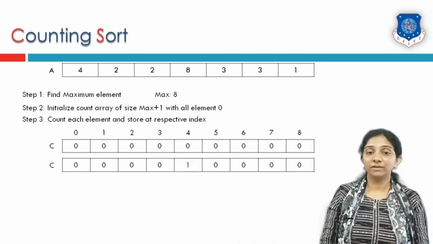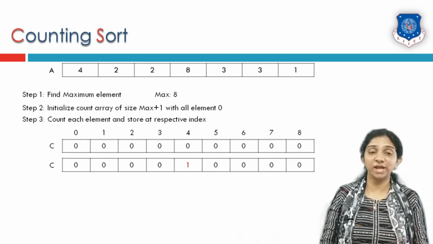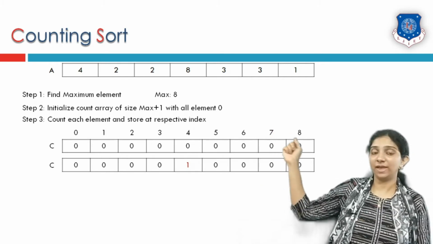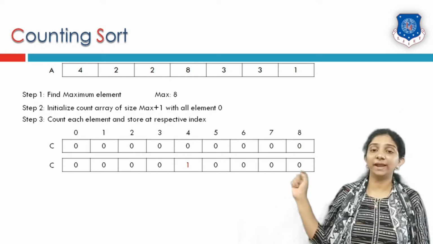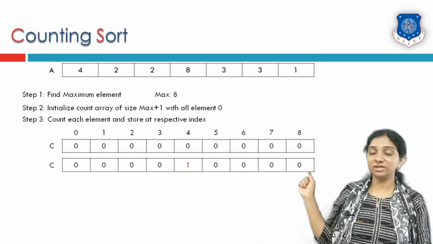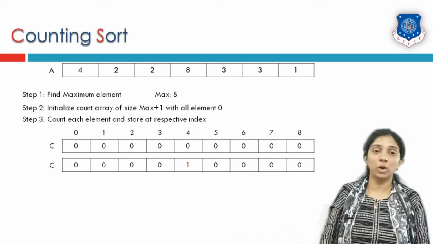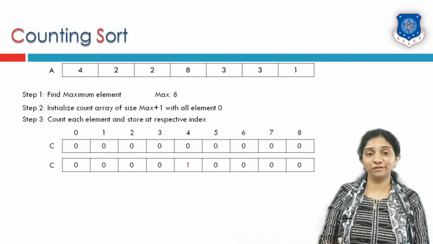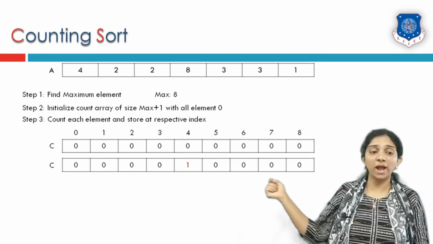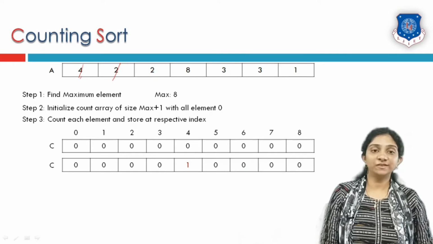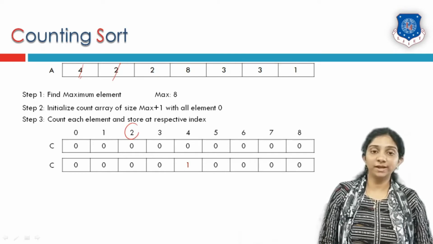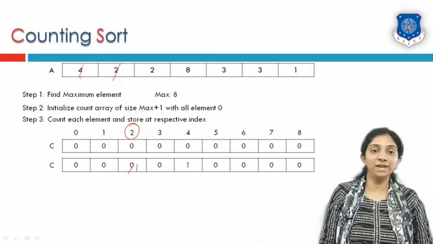Now we will keep on counting the occurrence of each element. Start from A. A's first element is 4. So go to index number 4 of the count array and increment it by 1. Initially it was 0, now it will be 1. The second array element is 2. So we will go to index number 2 and increment its count by 1. Initially it is 0, now it will be 1.